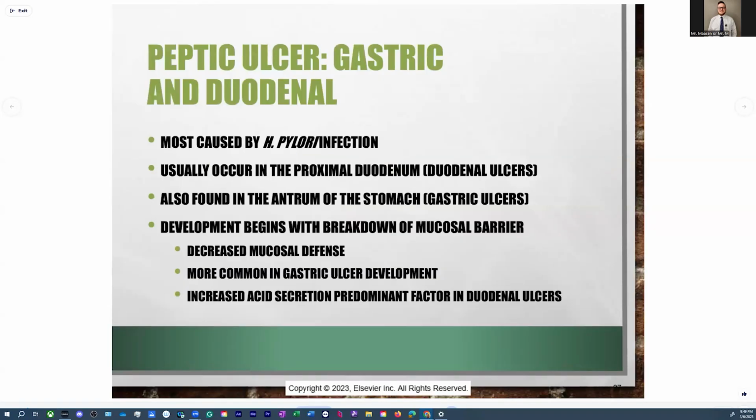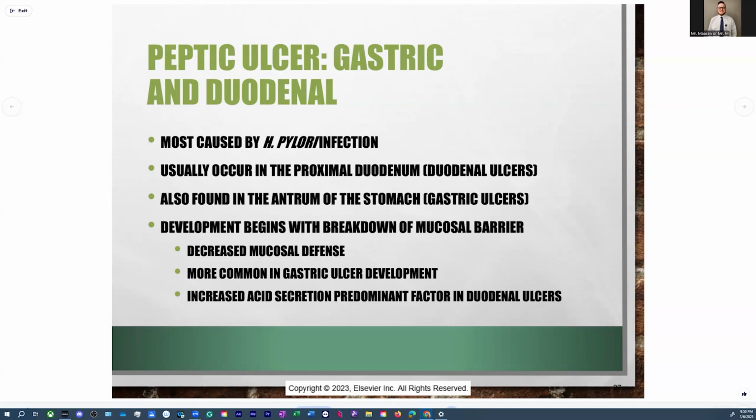So working our way through disorders, we've talked about reflux and hiatal hernia. Another need to know here is peptic ulcers. Peptic ulcer is just a general blanket statement to talk about all kinds of stomach ulcers, but peptic ulcers can be gastric or duodenal, meaning in the duodenum itself.